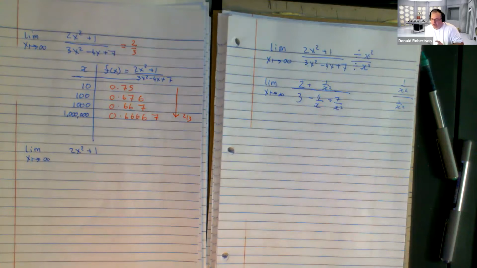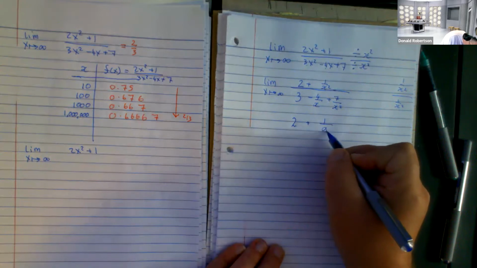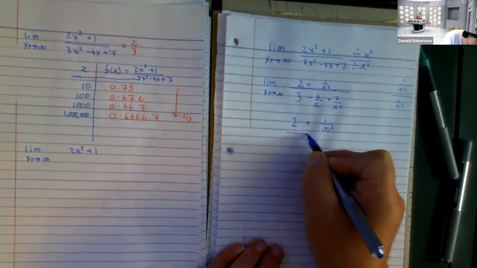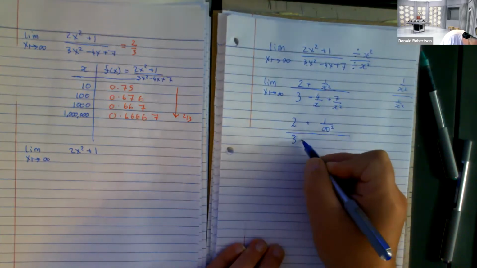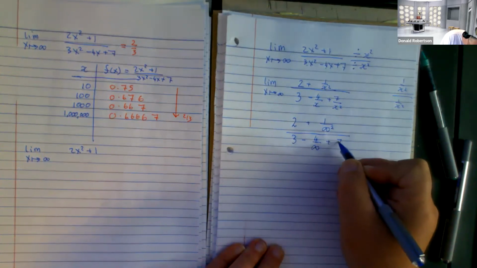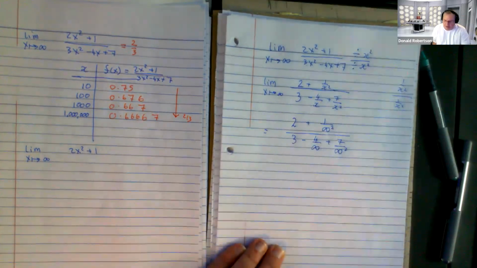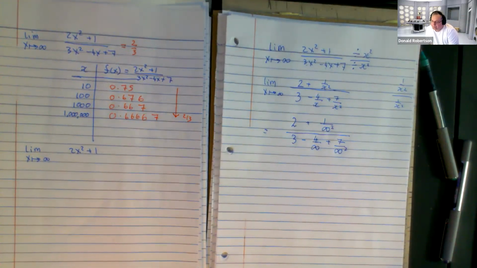Now we do brute force, which is replace the x with infinities and see what happens. So it's going to be 2 plus 1 over infinity squared, over 3 take away 4 over infinity, add 7 over infinity squared, right? That's the part that we call brute force, right?